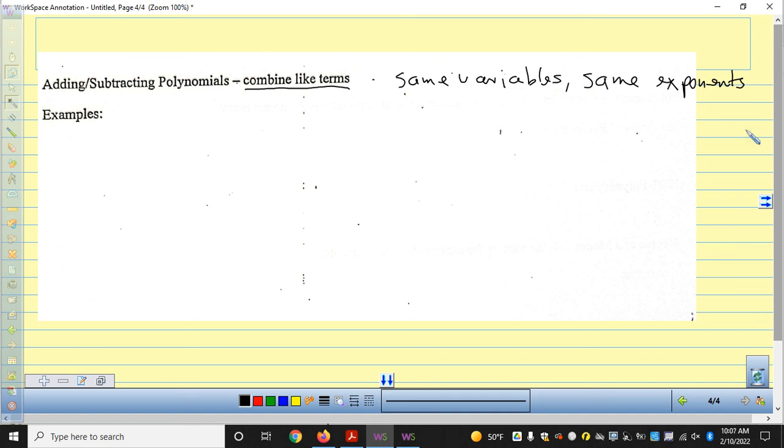That's how we figure out if it's a like term: same variable, same exponent. So let's look at some examples. Let's say we want to add 3x squared plus 2x plus 5 plus 4x squared minus 5x minus 6.